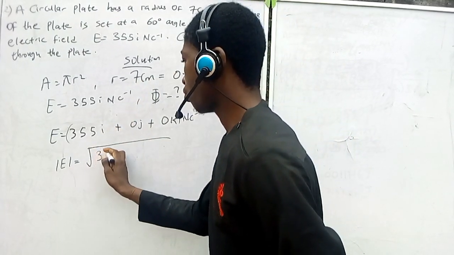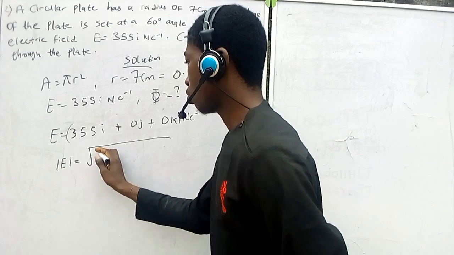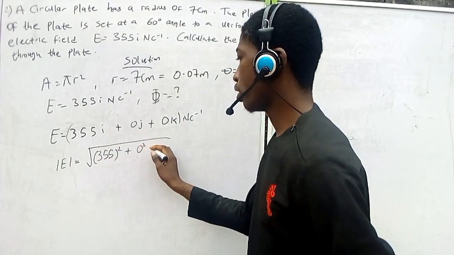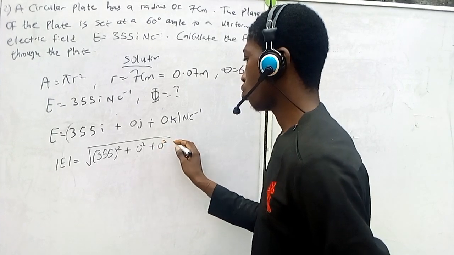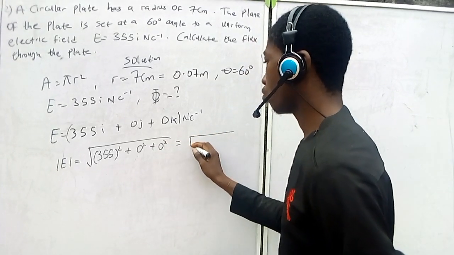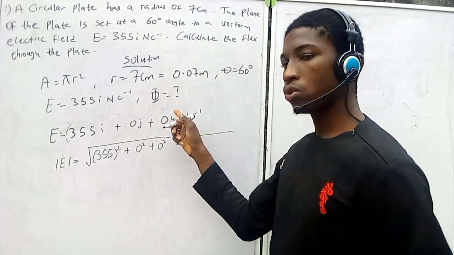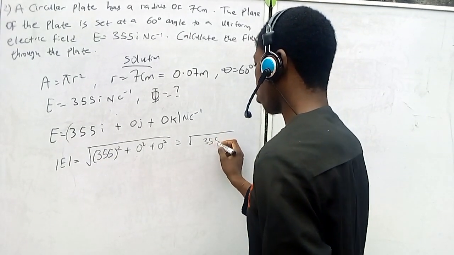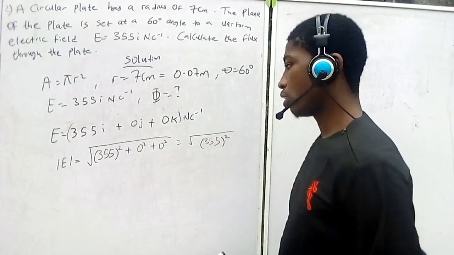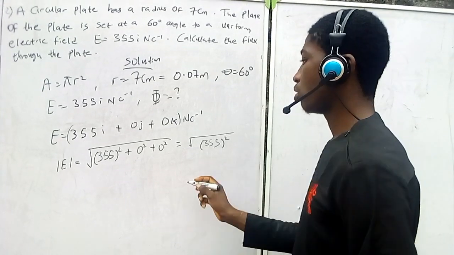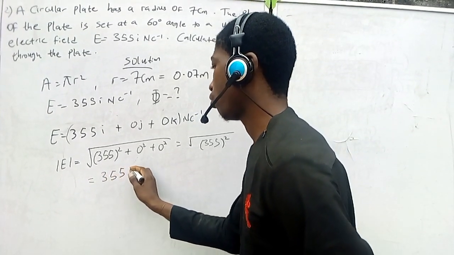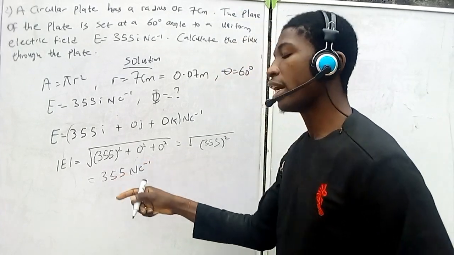That will be 355 squared plus 0 squared plus 0 squared. And the 0 squared plus 0 squared is just 0, plus this is just this. The answer will be the square root of 355 squared, and if you do that, you will still be having what? 355 Newton per coulomb. Now the I is gone.